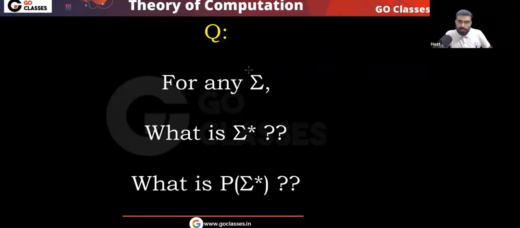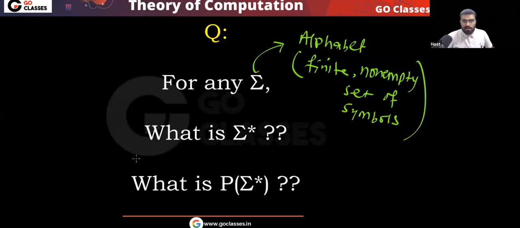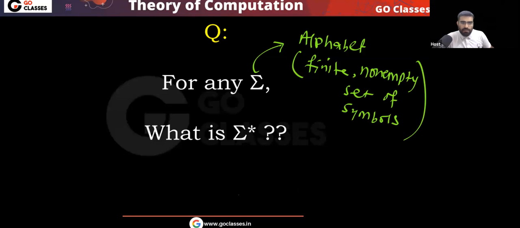So very simple. Tell me the answer for this question. For any sigma, this is your alphabet. By definition, an alphabet is a finite, non-empty set of symbols. Correct? So tell me, what is sigma star? For any alphabet, what is sigma star?